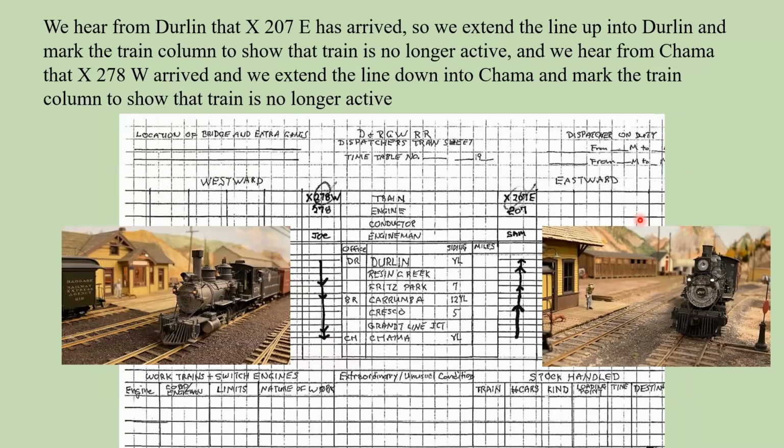So it says complete, and we've got a slash drawn through it that says the dispatcher no longer needs to worry about him. He's home safe. And then we hear from Chama that extra 2078 West has arrived in Chama, so we can extend that line down into Chama and mark that train as being no longer active as well.